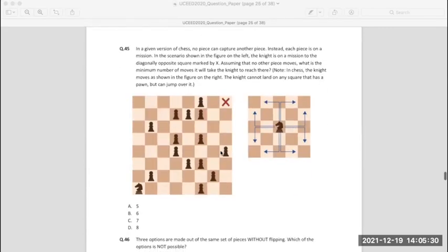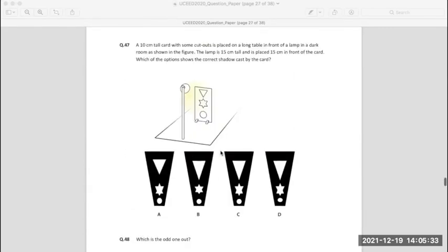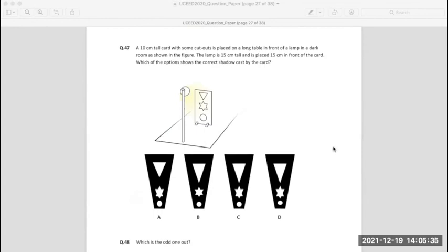So there is a point light source question happening here, which is like that of a bulb. You see that? You're given this position and it's a 10 centimeter tall card with cutouts of a triangle, diamond and circle. It is placed in a dark room. The lamp is 15 centimeter tall and is placed 15 centimeter in front of the card. Which of the options will be the correct shadow cast on the surface of this card?